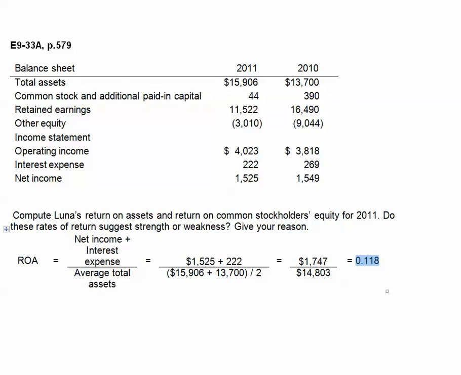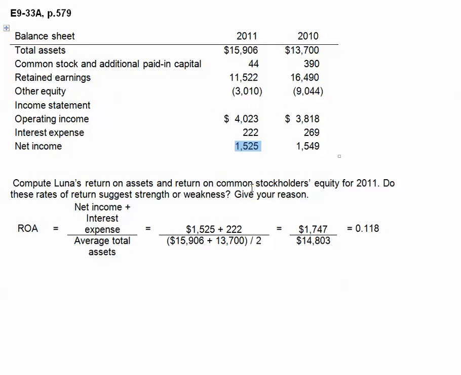Now, to do the return on common stockholders' equity, it's similar, except what we're going to do here is take net income and subtract from that any dividends that would go to the preferred shareholders. If we had any preferred shareholders, we'd take out of that income the amount of dividends that they're entitled to get. But in this example, there is no mention of preferred stock, and there are a lot of companies that don't have preferred stock, so it makes it a little easier.